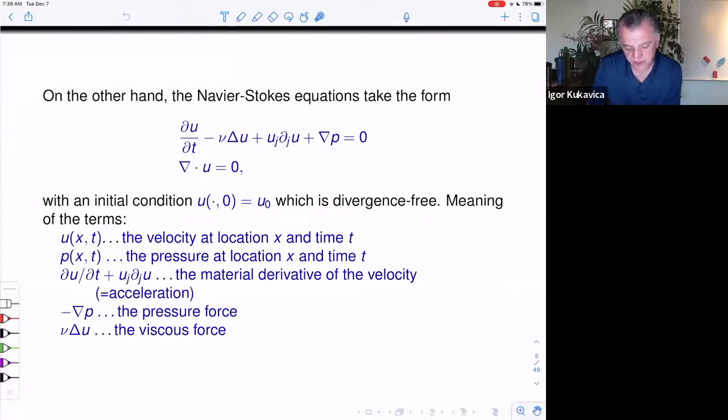Then on the other hand, we have the Navier-Stokes equations, which take a form similar to the Euler equations, except that we also incorporate the viscous forces. And so again, u is the velocity, p is the pressure. These two terms represent the acceleration, or the material derivative. And again, we have the pressure forces and the viscous forces. So again, it's a second Newton law. And the second condition is the incompressibility, which helps us determine the pressure, or the pressure is there to preserve the incompressibility. We can view it one way or the other.